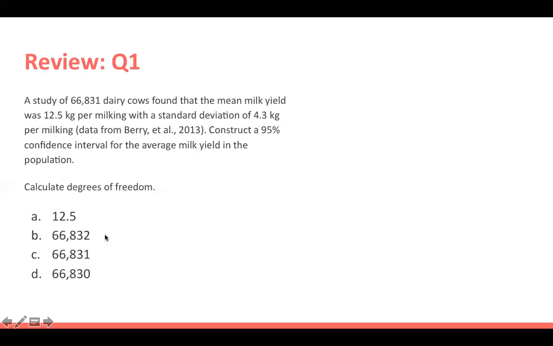All right, so I'm going to go over the answer here. Our answer here is D, 66,830. We got that because I just subtracted 1 from 66,831, which is our sample size. So that's how you calculate the degrees of freedom. You just take your sample size and subtract 1. So our answer is D.